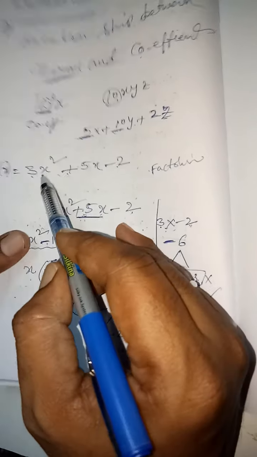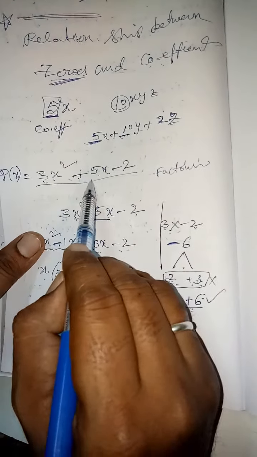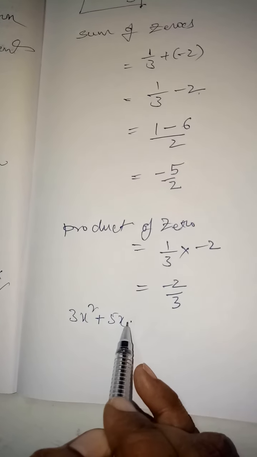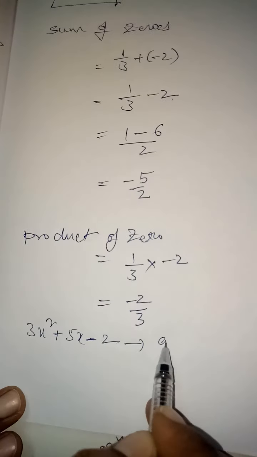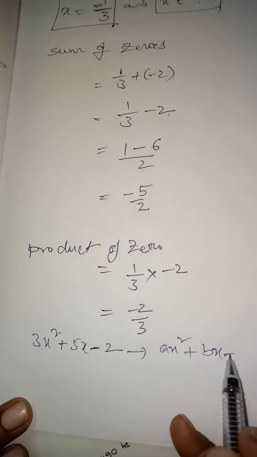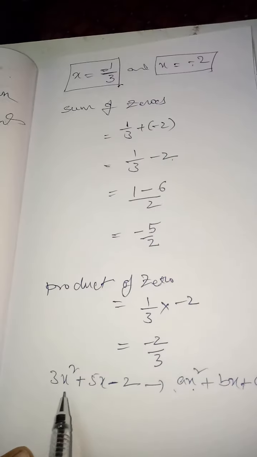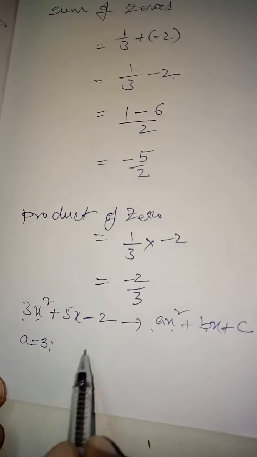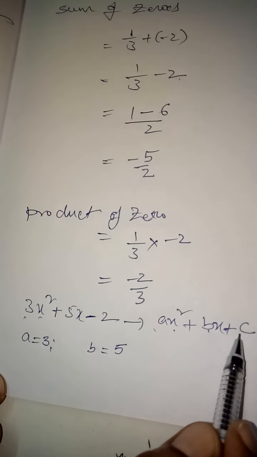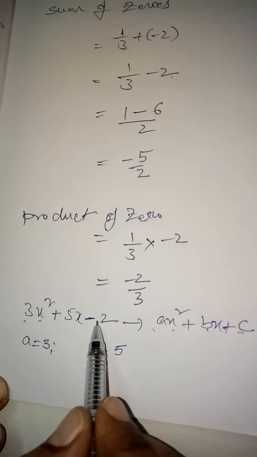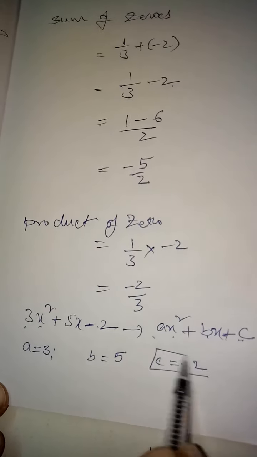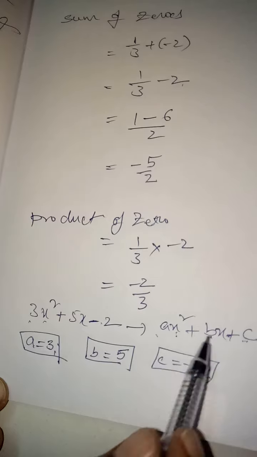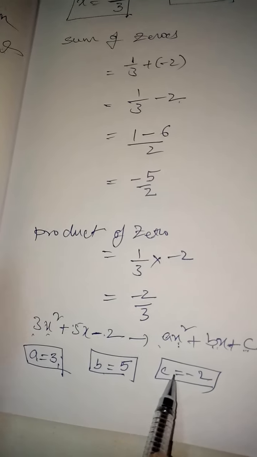Here I took the polynomial 3x square plus 5x minus 2. You have to compare it with the general form ax square plus bx plus c. Here the x square coefficient is a, here it is 3, so a is equal to 3. The x coefficient is b, here it is 5, so b is equal to 5. The constant is c, here minus 2 is the constant, so c is equal to minus 2. Just compare with the general form, then equate the coefficients. a is equal to 3, b is equal to 5, c is equal to minus 2.